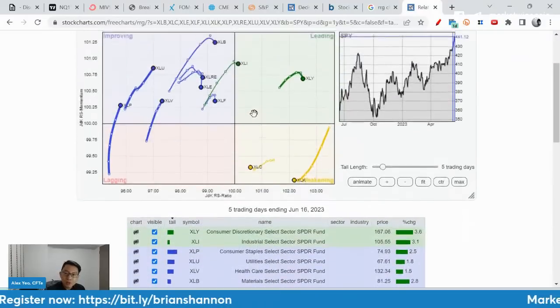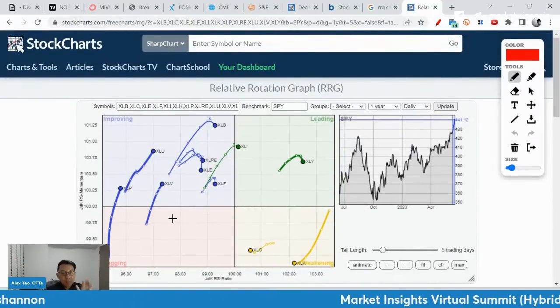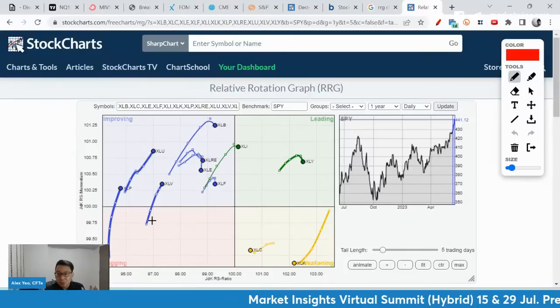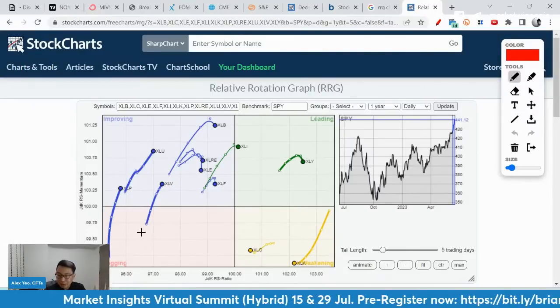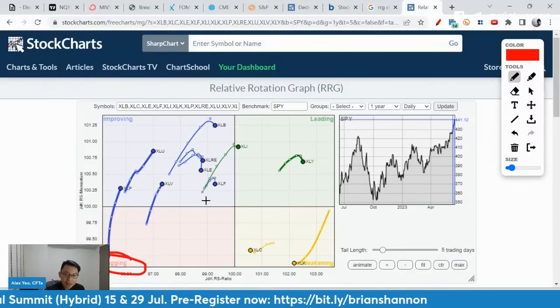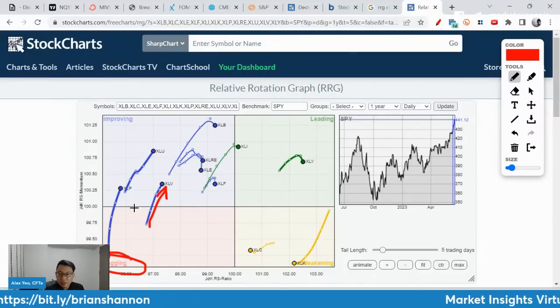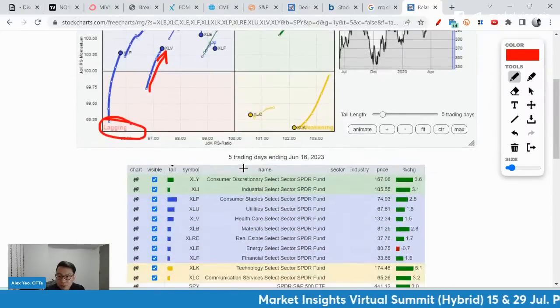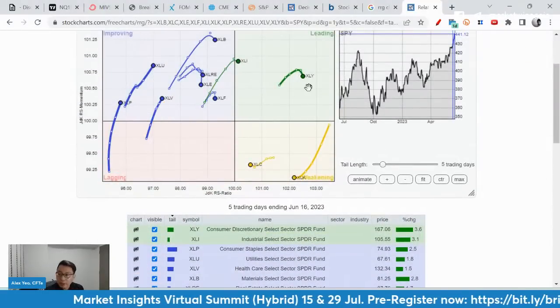The improving one, which is this blue one over here, can you see that? Prior to that, the lagging was actually, for example, you mentioned XLV, the health sector. XLV went from lagging back to improving right now. And the energy, it is also starting to improve more.